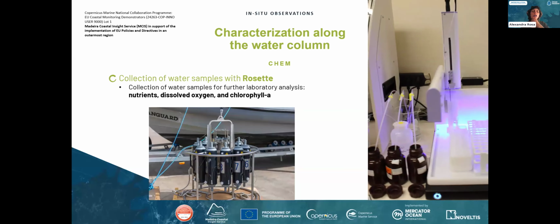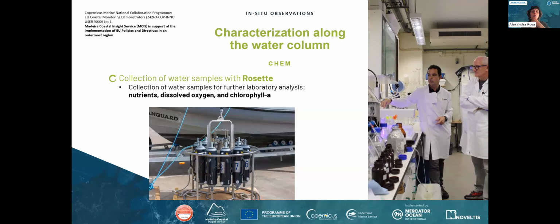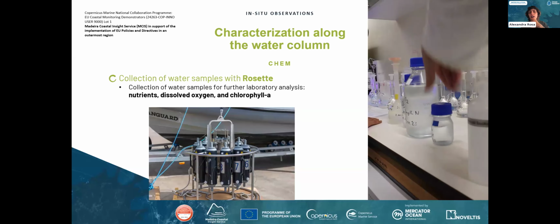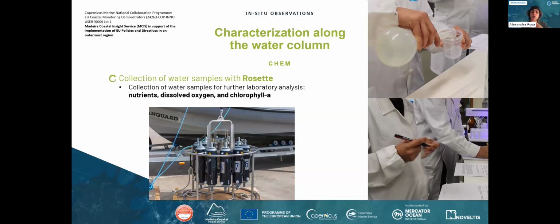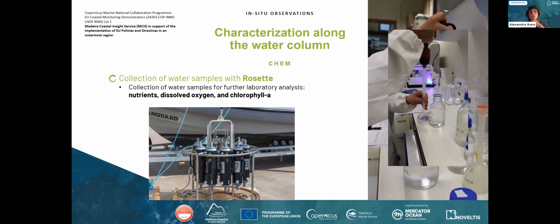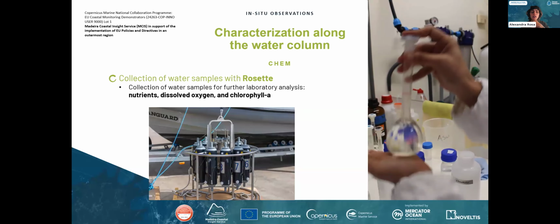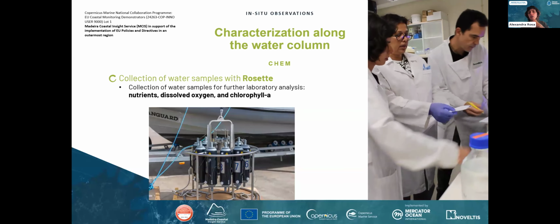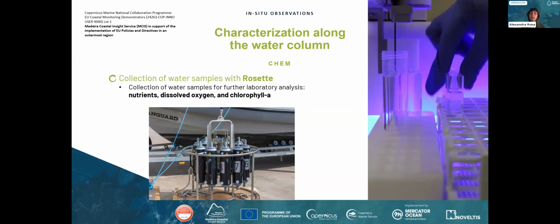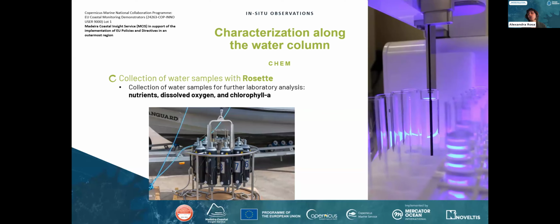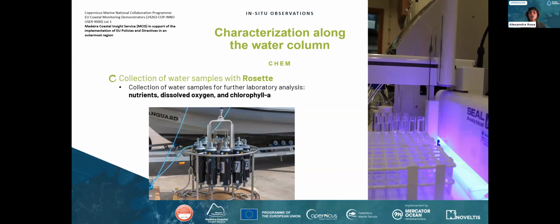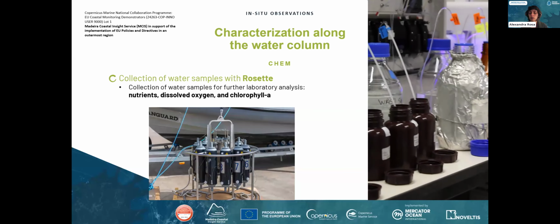Along the transect, we also collect water samples for further laboratory analysis, where we have an auto-analyzer that allows us to determine, with very low detection limits, the nutrient concentrations in the coastal area, and also dissolved oxygen and chlorophyll. This is very important in order to validate not only the in-situ observations that we measure with the instruments, but also the conditions that we are predicting with the models.